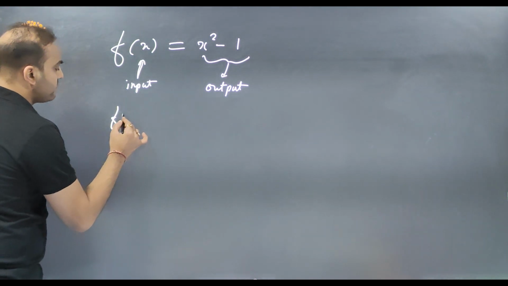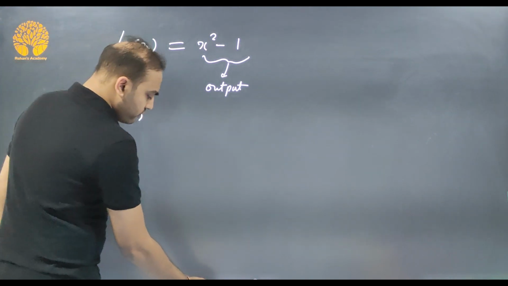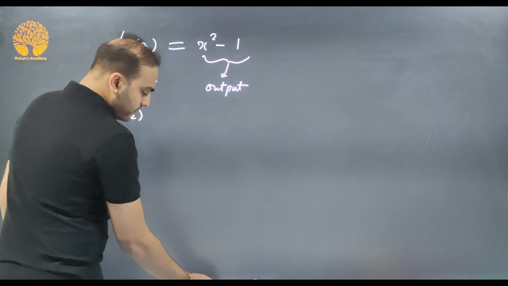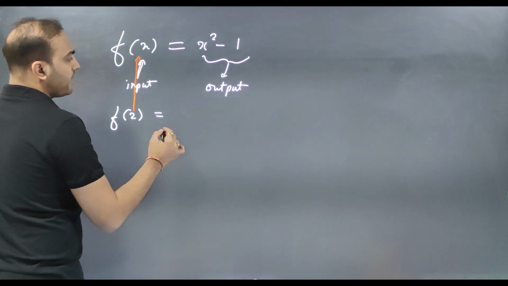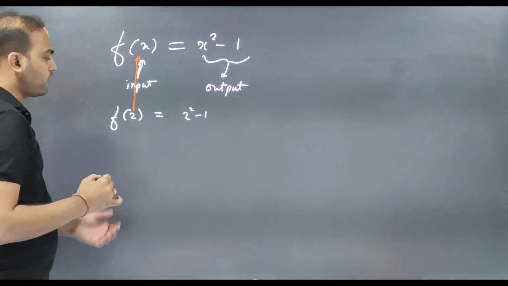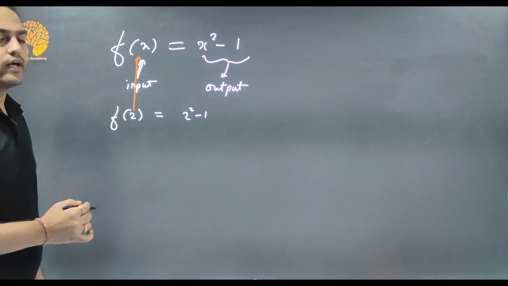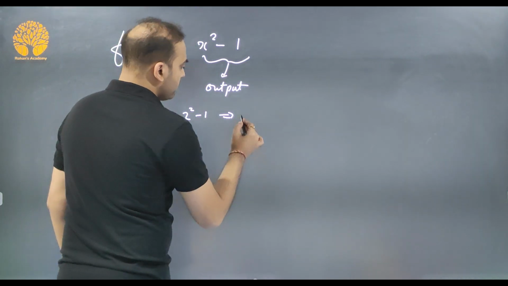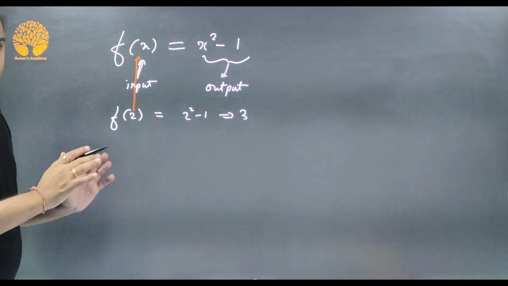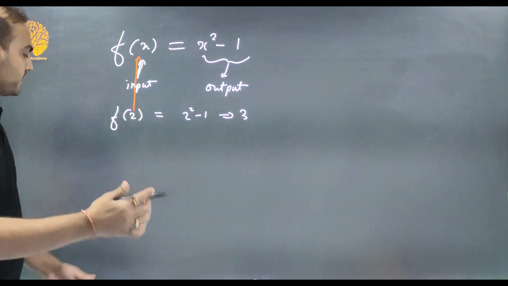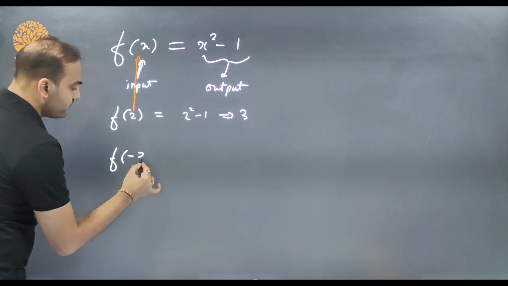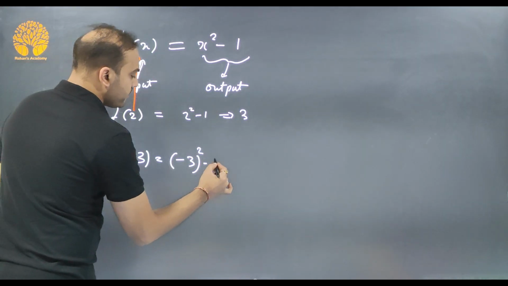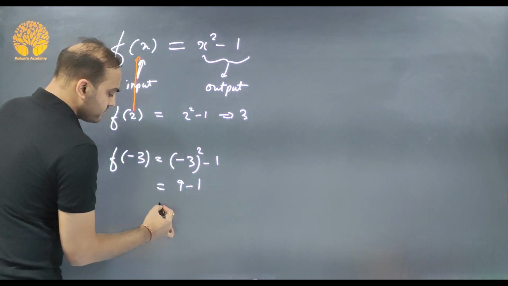So when they ask, or when we say, what is f of 2? So in place of x, we have to substitute 2, and where? Everywhere, right? So we have 2 square minus 1. What will f of 2 become? It will simply become 2 square minus 1, right? Which is 3. Okay, does that make sense? Right? If it does, let's try. Say what is f of minus 3? That will simply become minus 3 square minus 1, which is 9 minus 1, which is 8.